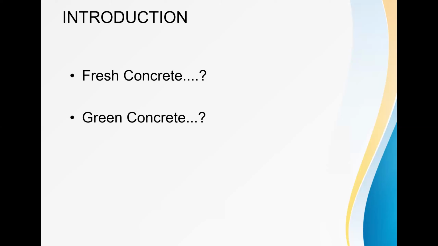Then what do you mean by green concrete? Green concrete is nothing but the fresh concrete that, after some interval, has become stiff, but still it is in a workable state. That kind of concrete is called green concrete. This concrete is also called wet concrete or plastic concrete. That means the concrete has already got a stiffness, the setting has started, but still we can work on it. That means we can make it into the suitable shape and size.